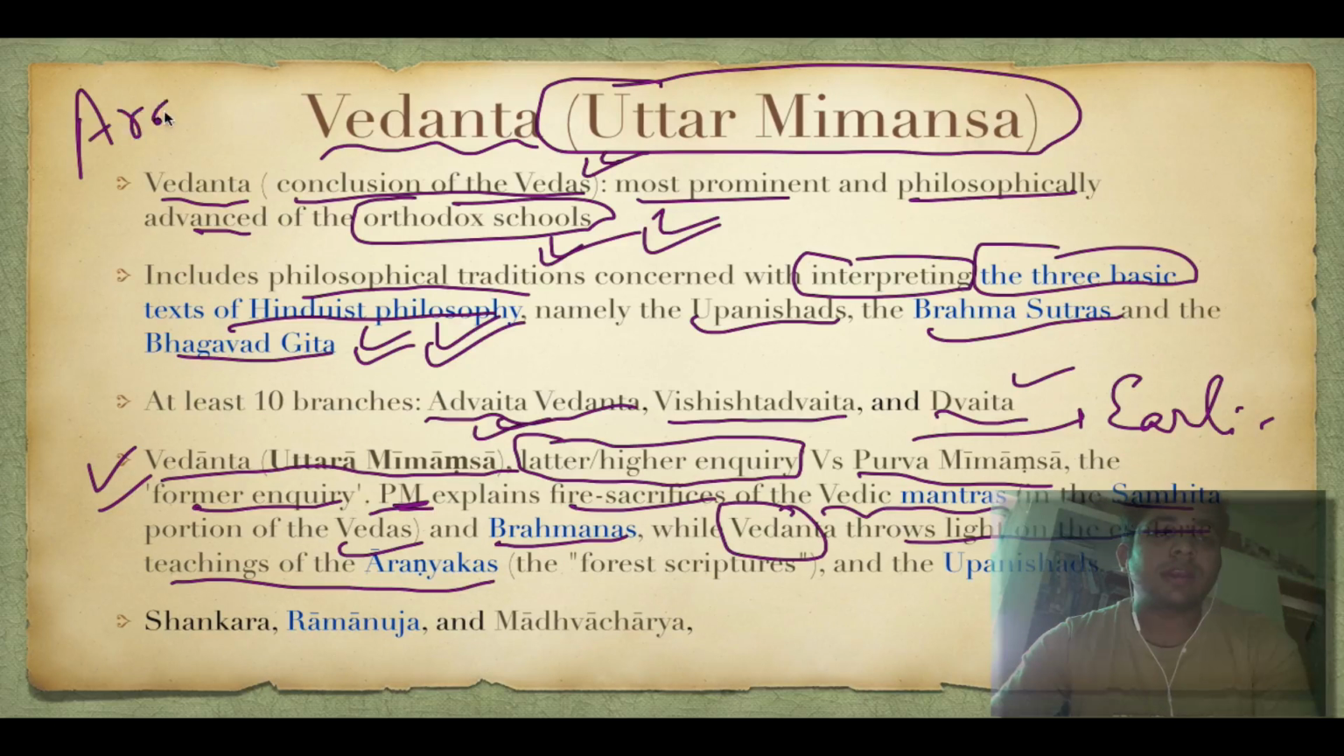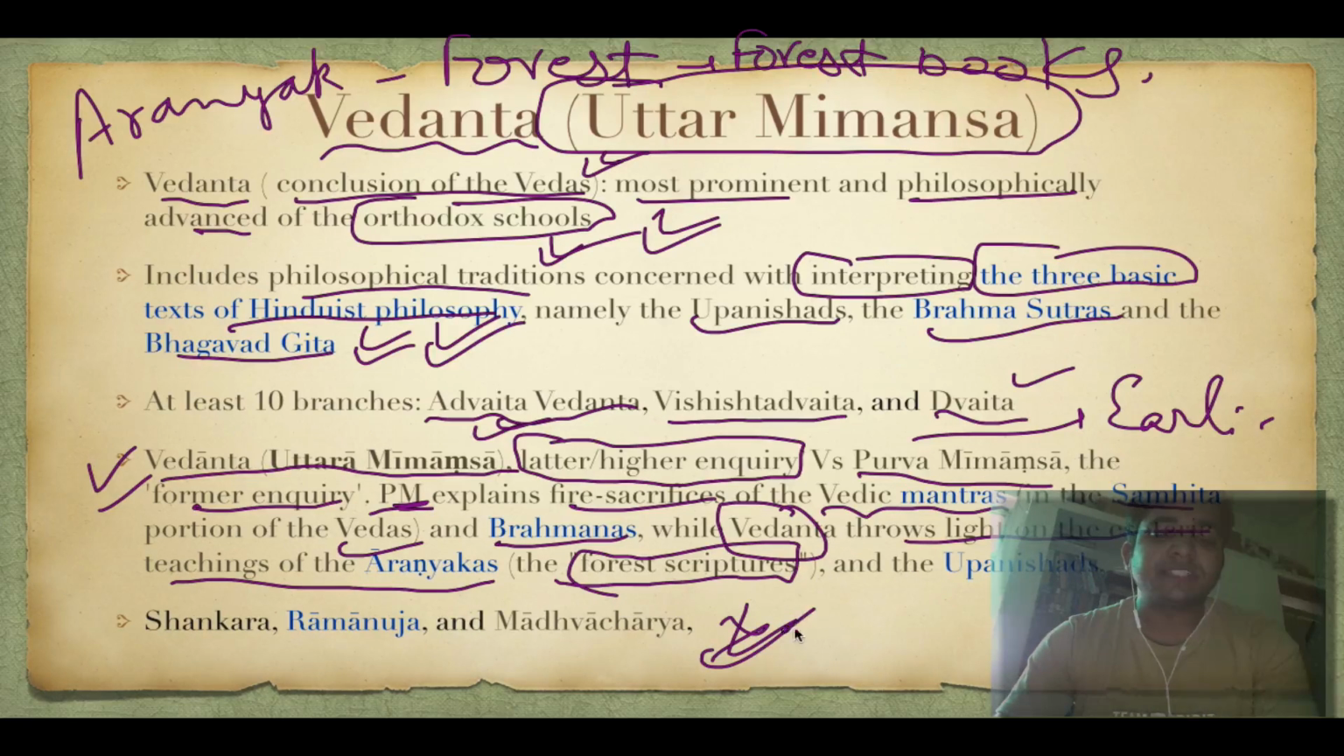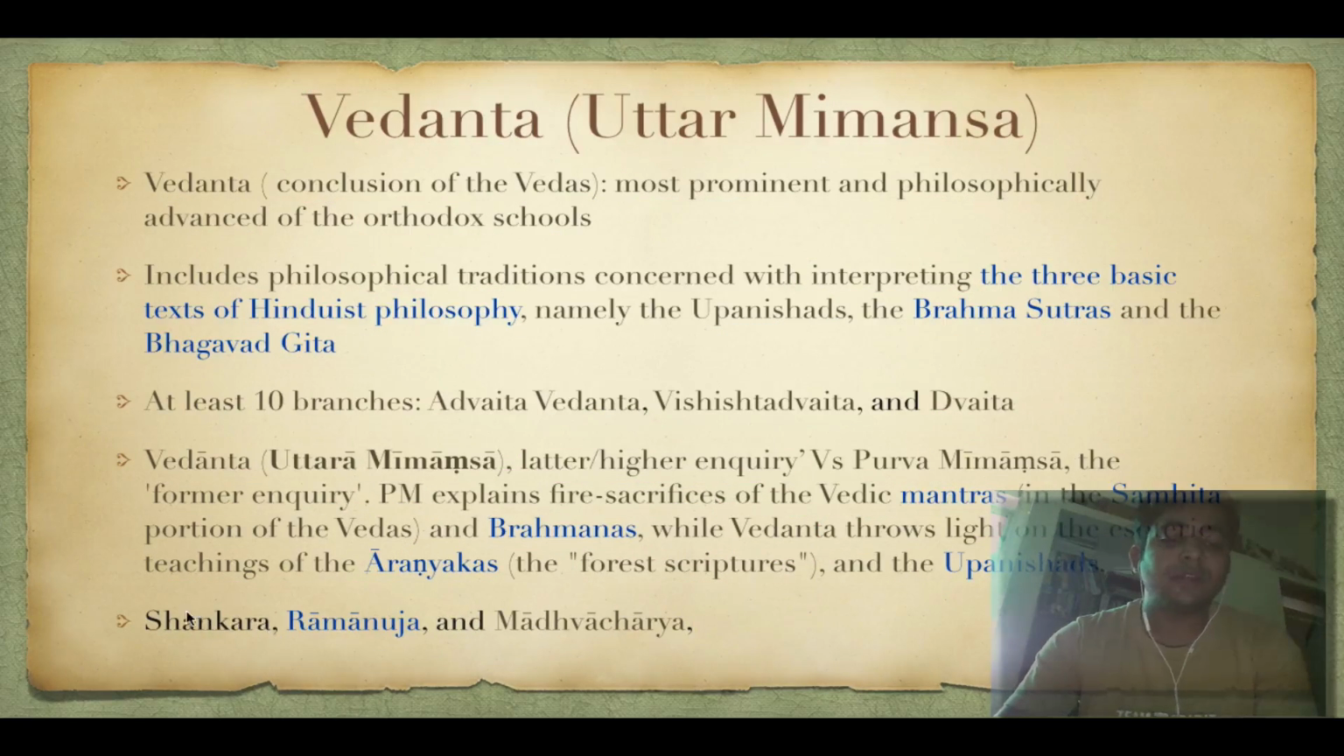What are Aranyakas? Aranyak literally means forest. So what is written in the forest is forest books. They are called Aranyakas. Is that understood? The Aranyakas are the forest scriptures. So Vedanta is the most prominent, philosophically oriented, most developed school, which deals with Brahma Sutra, Upanishad and Bhagavad Gita. Then please remember these 3 names, extremely important in Hindu philosophies otherwise also: Shankara, Ramanuja and Madhavacharya.